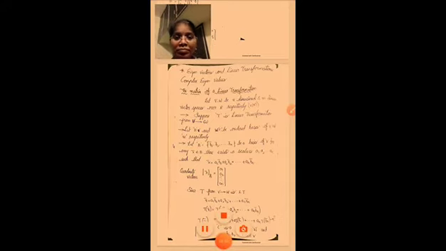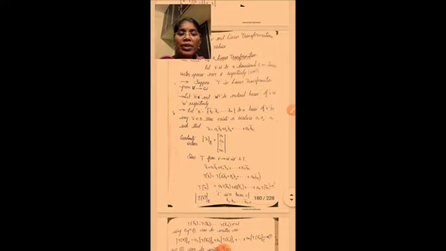So once again, see here, the matrix of a linear transformation. Here we have to take two vectors, V and W, where V is an n-dimensional vector space and W is an m-dimensional vector space over R respectively. Suppose T is a linear transformation from V to W, and let B and C be ordered bases of V and W respectively.